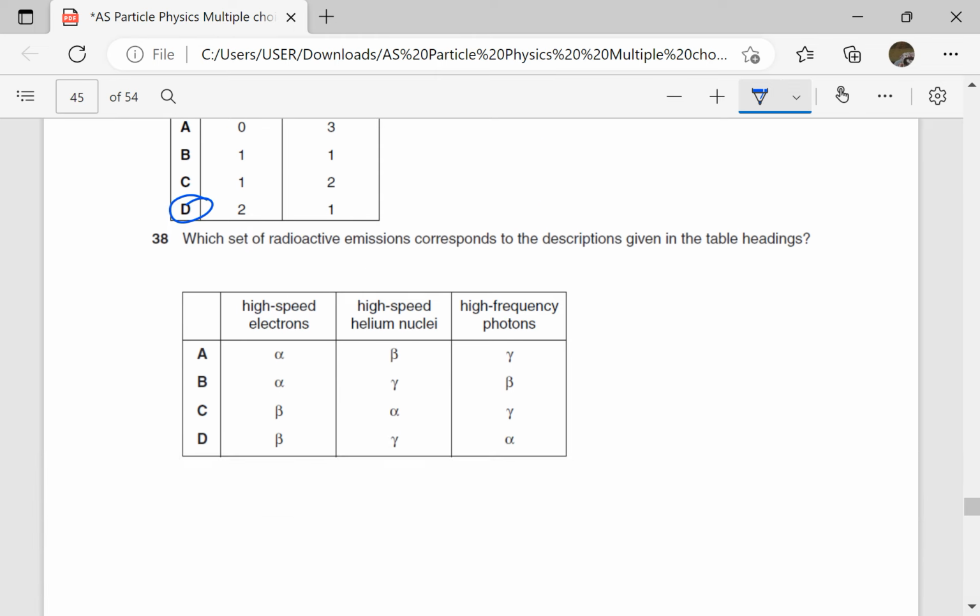Which set of radioactive emissions corresponds to descriptions given in the table headings? High-speed electrons: alpha is not high-speed electrons. Those are helium nuclei. It is beta particles. High-speed helium nuclei: beta is not helium, gamma is not helium. It is only alpha. High-frequency photons, that is gamma. So the answer is going to be C.